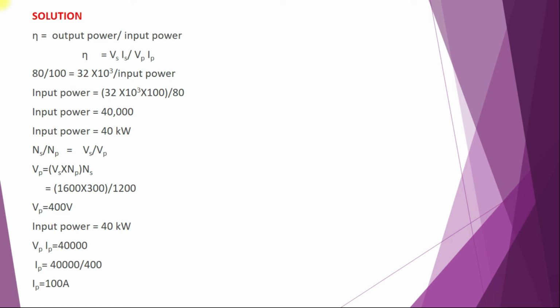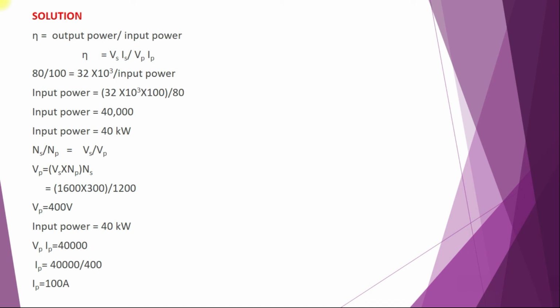Efficiency is equal to output power divided by input power, which is equal to Vs Is divided by Vp Ip. Therefore, substituting the values, 80 divided by 100 is equal to 32 into 10 power 3 divided by input power. So input power is equal to 32 into 10 power 3 into 100 divided by 80, which is equal to 40,000, which can be written as input power is equal to 40 kilowatt. Now we know the transformation ratio Ns divided by Np is equal to Vs divided by Vp.